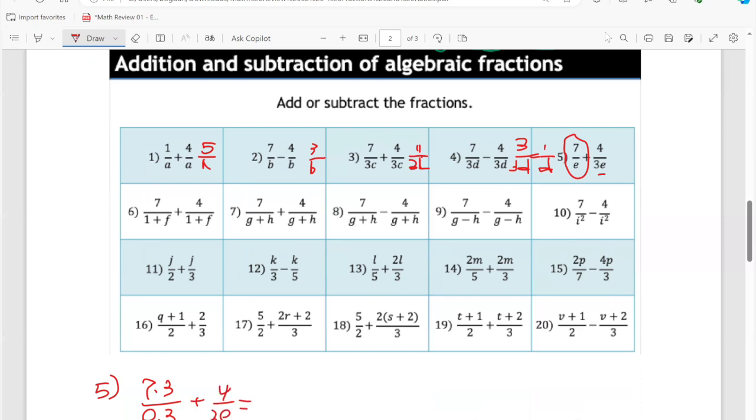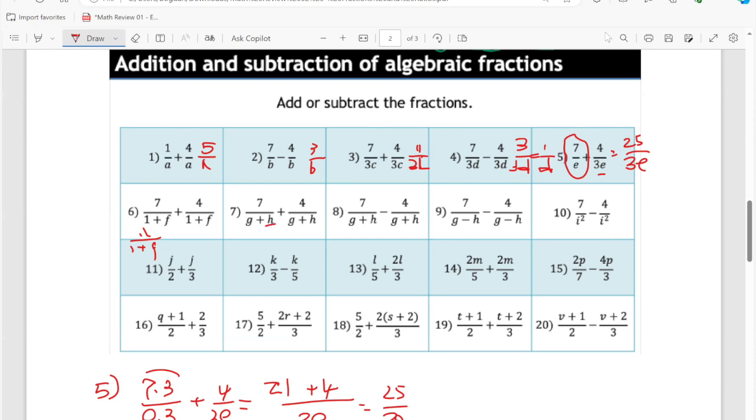Because now it's the same, 3e and 3e, I can combine. 7 times 3 is 21, plus 4, 25 over 3e will be the final answer. Number 6, 1 plus f and 1 plus f is the same, so 7 plus 4, 11 over 1 plus f will be the answer.